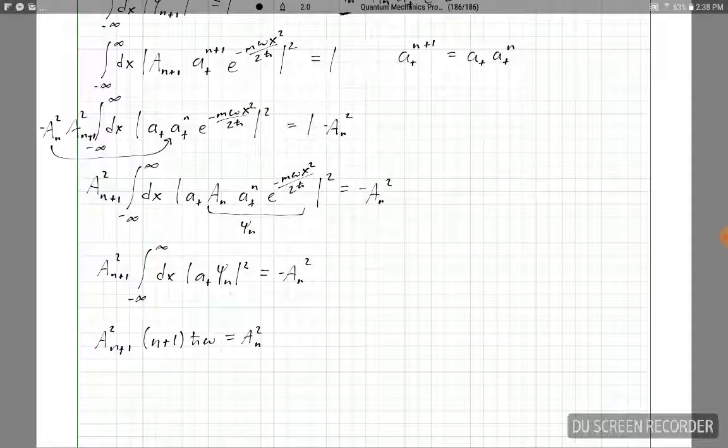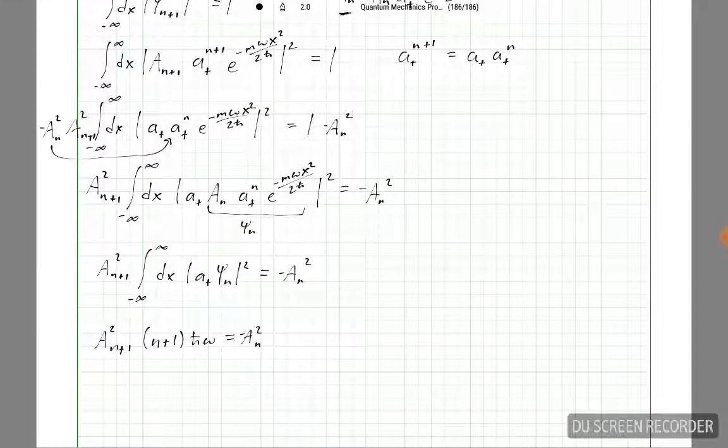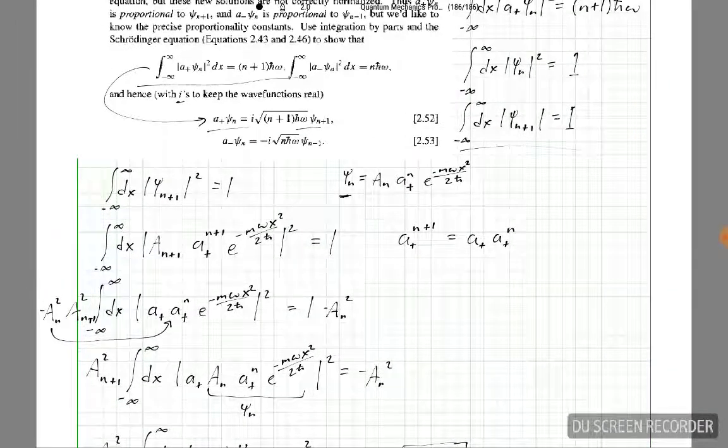So I take the square root of both sides, negative, and that's just to keep the wave function real, no other reason for that. Completely arbitrary. There we go, an. So we're getting close to showing this relationship.